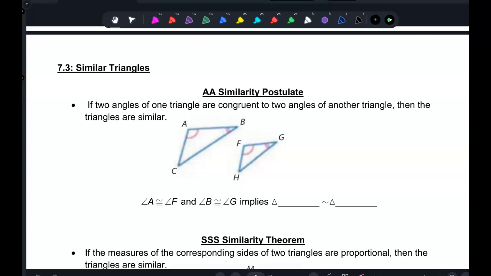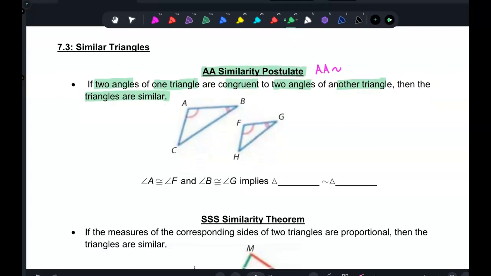Okay, so we're going to start off with the first one. First one is the angle-angle similarity postulate. We can just abbreviate this by writing angle-angle, and then for similarity, we're just going to use that little squiggly line. So this just says if two angles of one triangle are congruent to two angles of another triangle, then the triangles are similar. So here we can see angle A is congruent to angle F. B is congruent to G. Therefore, triangle ABC is similar to triangle FGH.